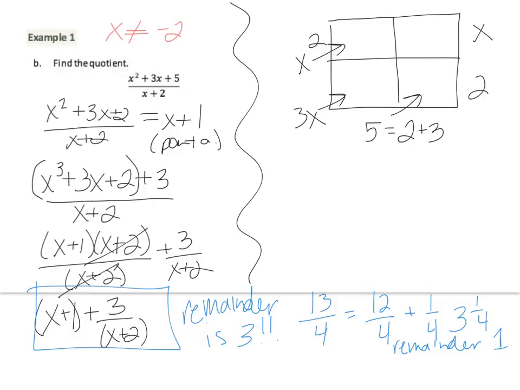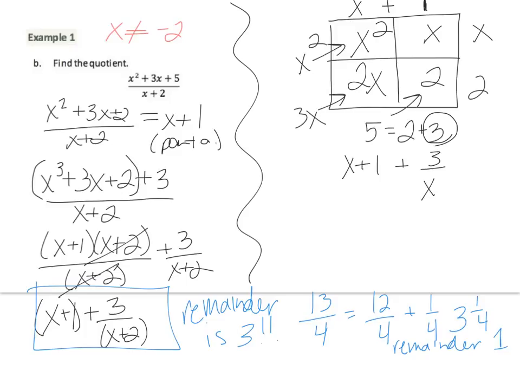Okay, so 2 works, giving me a 1 up here and an x there. So if this is an x and we're trying to get to 3x, we need a 2x here, which gives me an x up there. And then this last blank, make sure we did it all right. We're good. So our answer is, oops, that should not be an x. x plus 1 plus, this is left over, 3 over x plus 2.